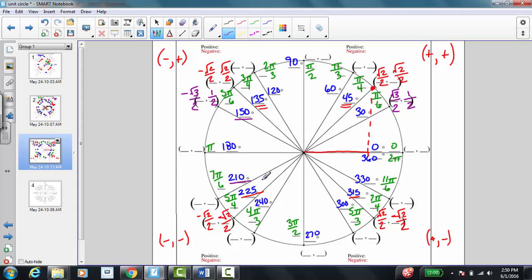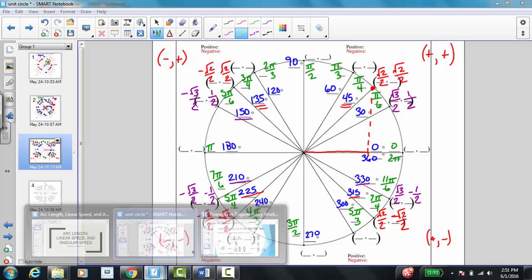Then we have 210 degrees. Both x and y are negative in the third quadrant. So I have negative root 3 over 2 comma negative 1/2. Then I have 330 degrees. I have a positive x value, root 3 over 2, and a negative y value, so a negative 1/2 there.